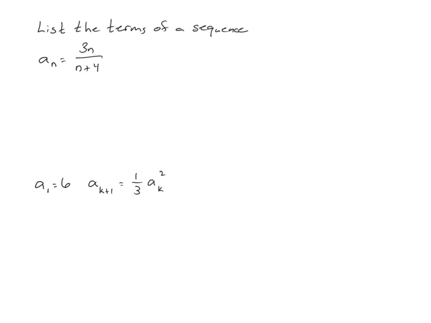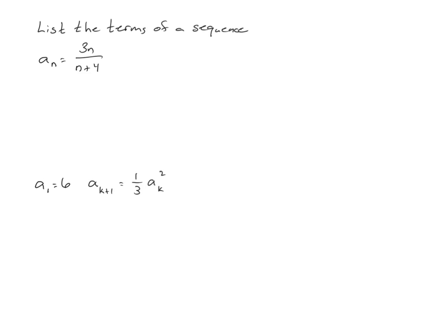Now, one of the things you're going to be asked to do is to list the terms of a sequence. And when you're working on that, there are two different ways that we can define a sequence. We can give you the nth term, which is what we see here, a sub n is 3n over n plus 4. Or we could have what we dealt with before also, which was a recursive definition, where we give you one or more terms of the sequence. And then this rule here, where in this case a sub k plus 1 is 1/3 a sub k squared, tells us how to build the sequence from the previous terms.